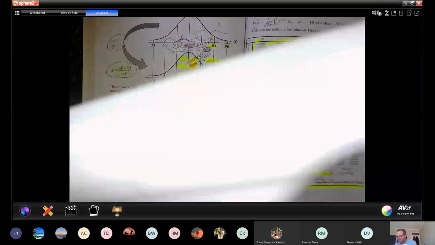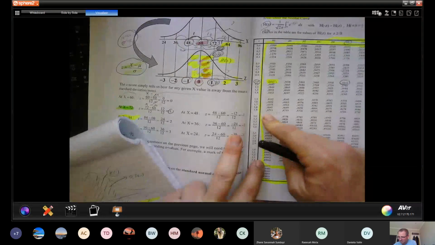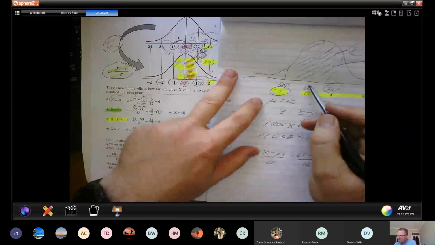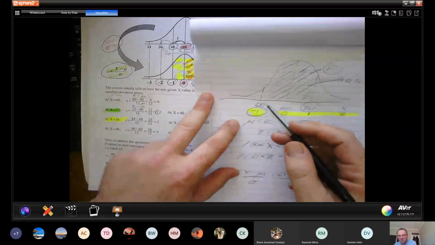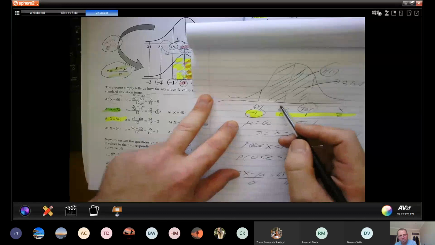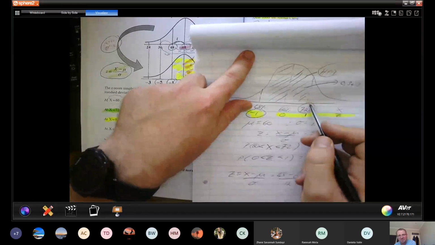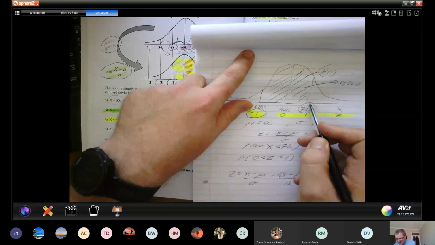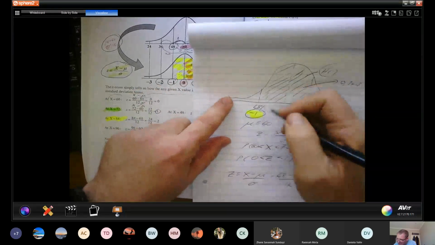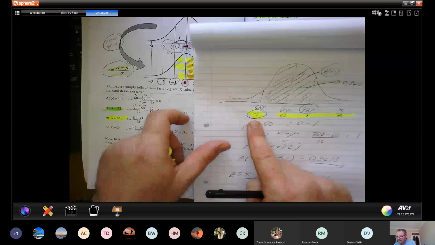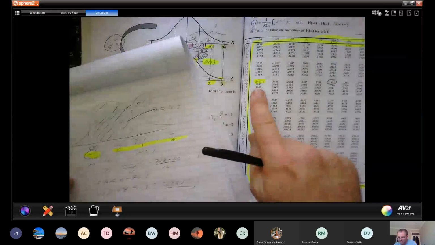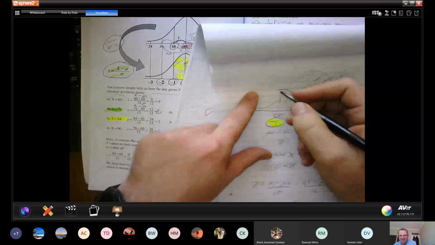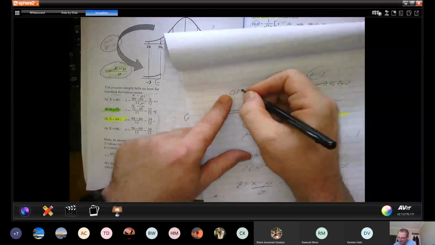Now what's the problem? There's no negative Z scores. But why doesn't it matter? It doesn't matter because the area between 0 and -1, in other words, the probability of between 0 and -1 on a normal distribution will always be the same as the probability between 0 and 1. So I can't look up a Z score of -1, so you just look up a Z score of 1, which we know is going to be 0.3413. So this area here is also 0.3413.